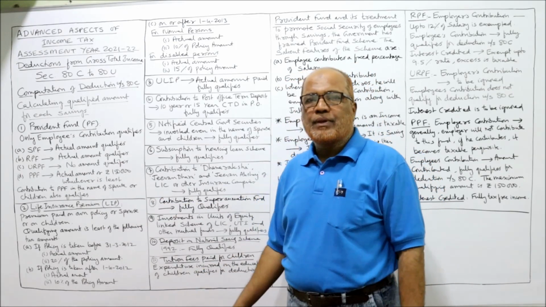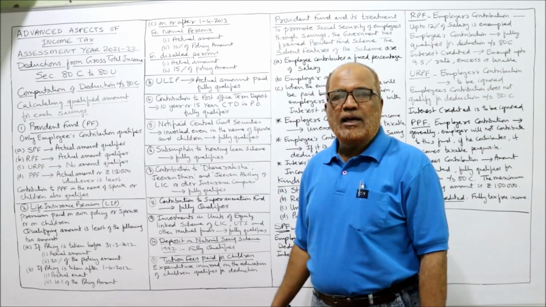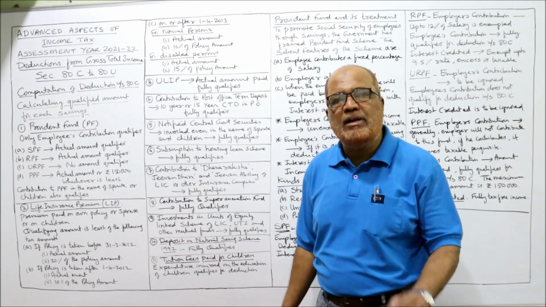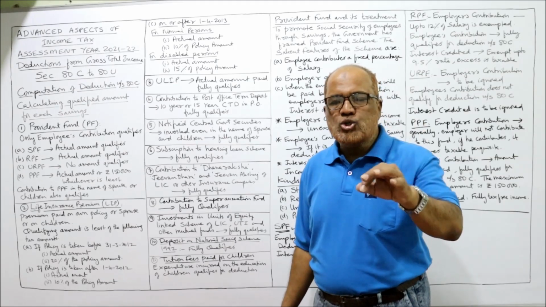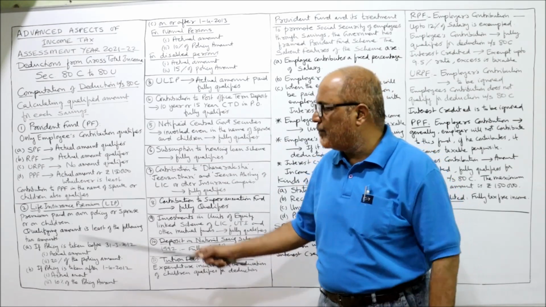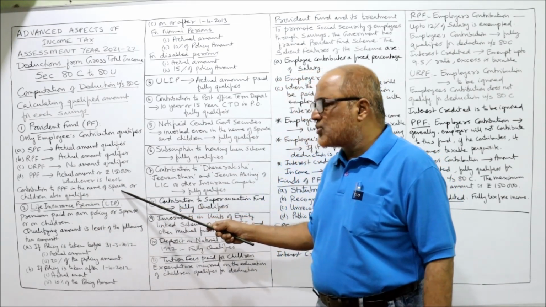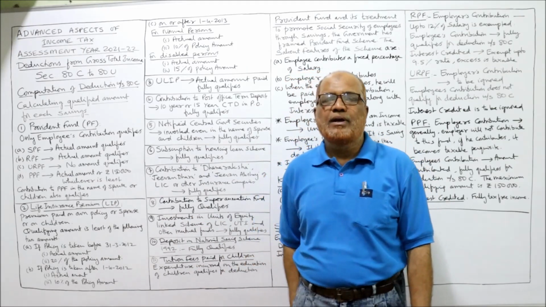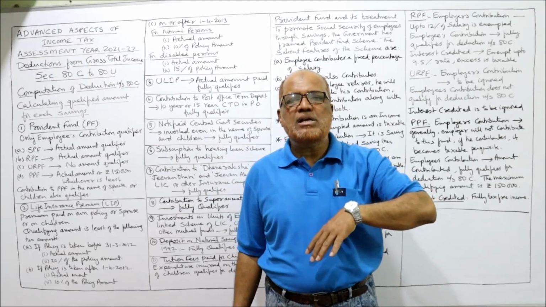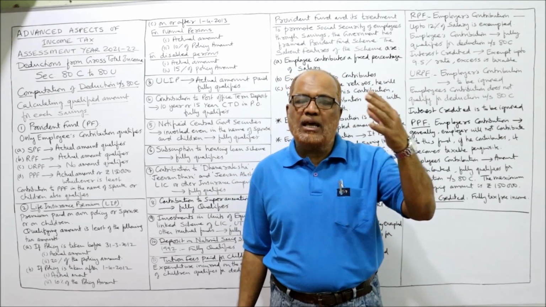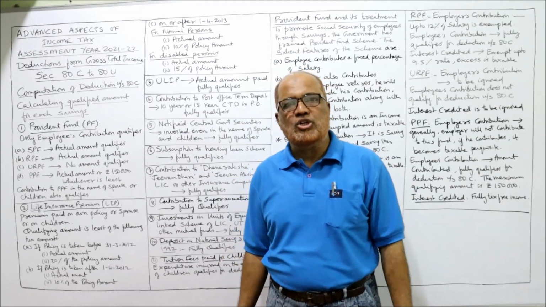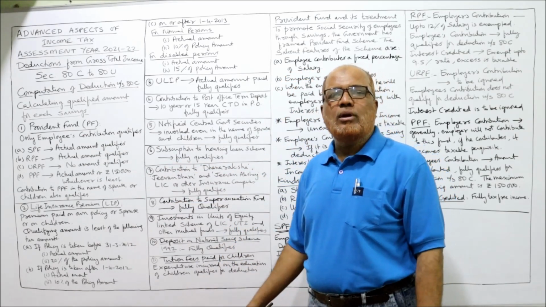Then PPF, public provident fund. In PPF, the actual amount or 1,50,000, whichever is least, will qualify. There's a limit. Then contribution to PPF in the name of spouse or children will also qualify. When a person contributes to PPF, he need not deposit only for himself. Even if he deposits in the name of spouse or children, that will also qualify for deduction.